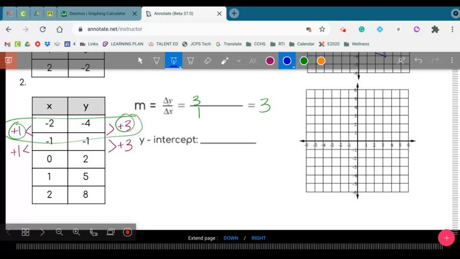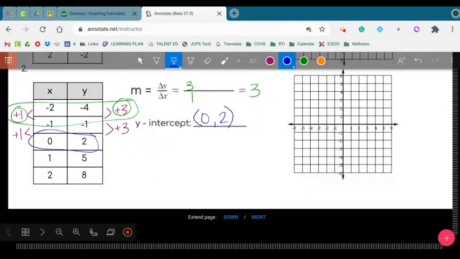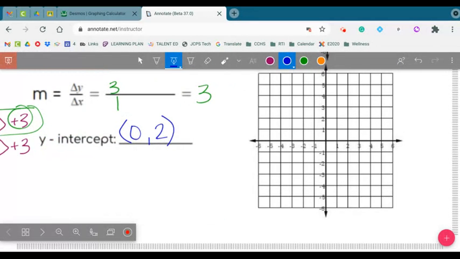My y-intercept, if you can find it from the graph, that'd be great. It's where your x value is 0. So 0, 2 is our y-intercept. Now we're also going to graph these points using our table. So -2, -4.